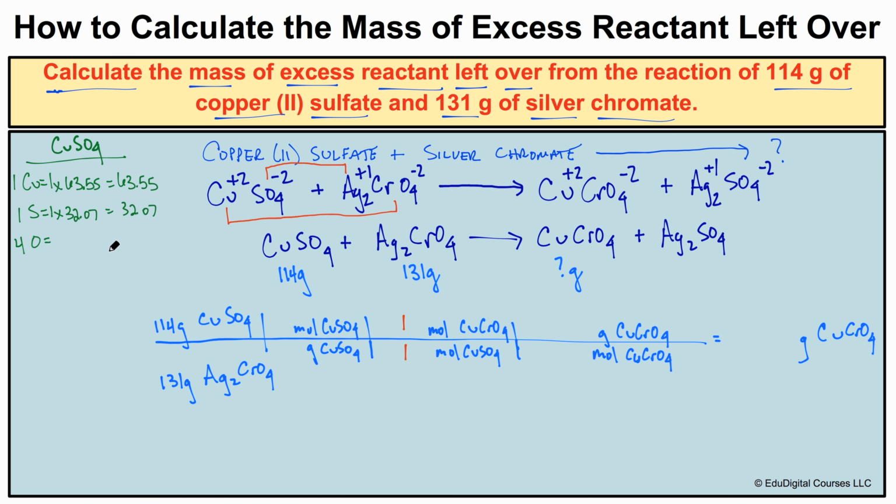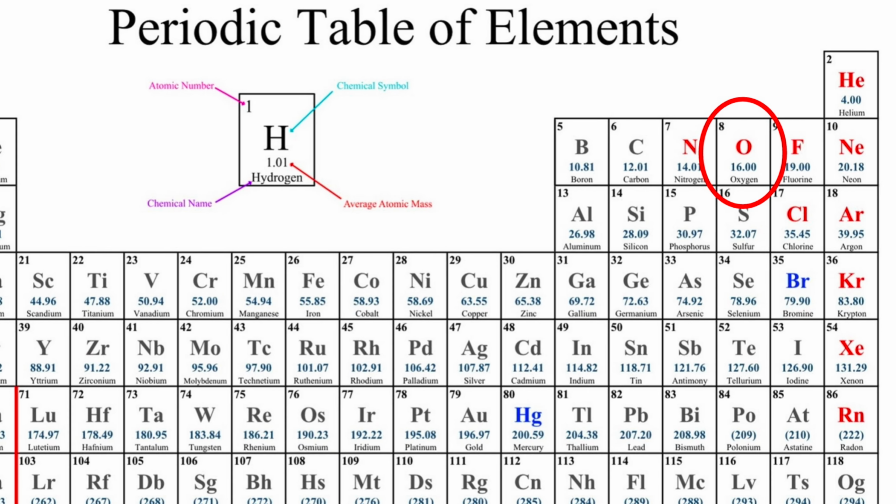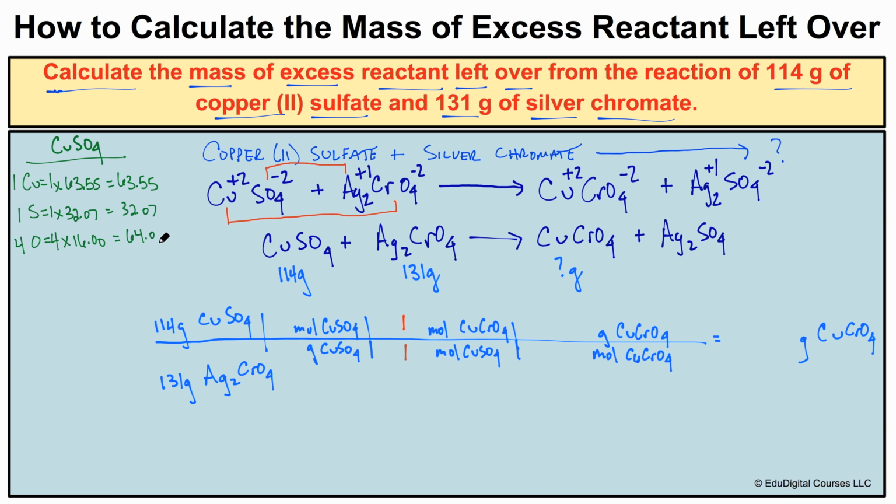And I'm leaving the units off here. We'll attach those at the end. And oxygen, we have 4 times 16.00, the molar mass of 1 oxygen. That will leave us with 64.00. We add all of these together. We'll take 63.55 plus 32.07 plus 64, and the molar mass of this is 159.62 grams for every mole. So we just figured out the molar mass of this. 1 mole of CuSO4 is 159.62 grams.